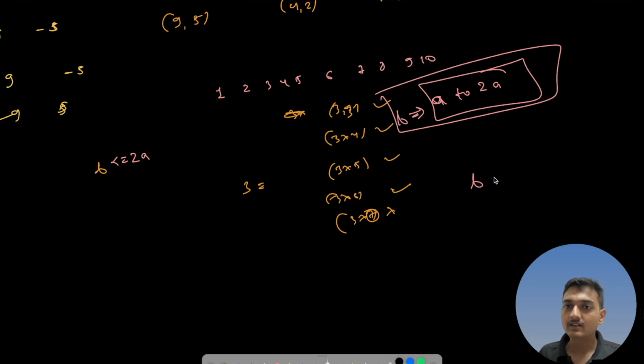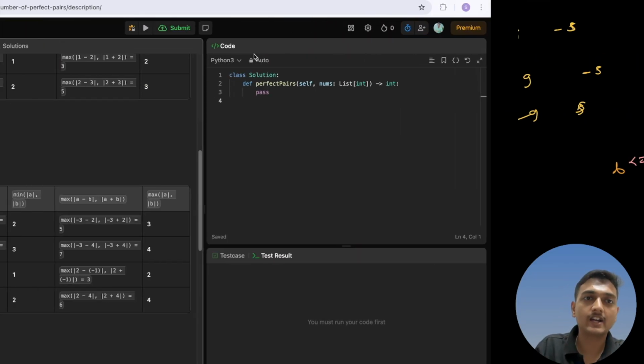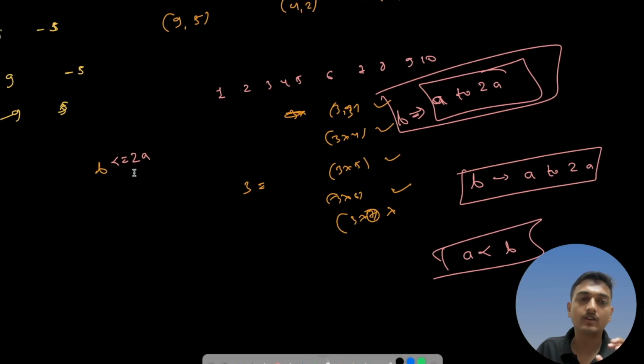So what is the valid range for B? I think A to 2A. This is my valid range for B, where A is less than B. This is the condition. I have figured out the condition, and I had given this long condition, right? So I have come up with a small condition. What is the condition?